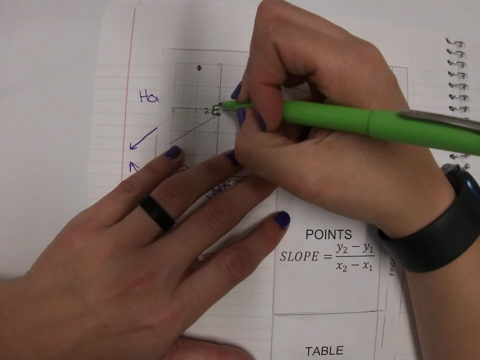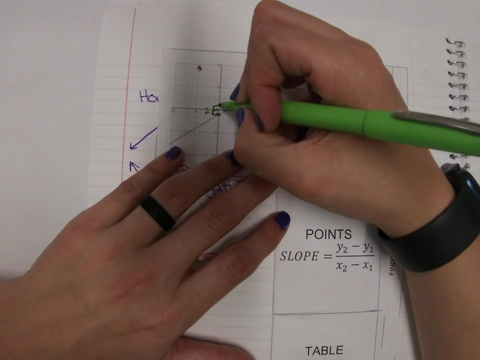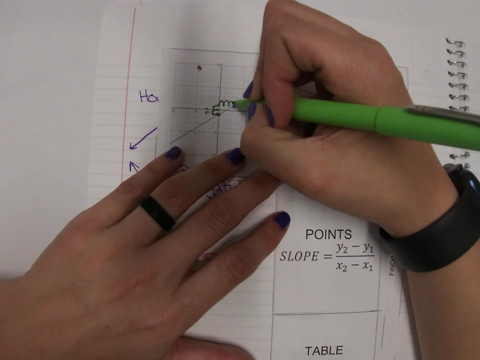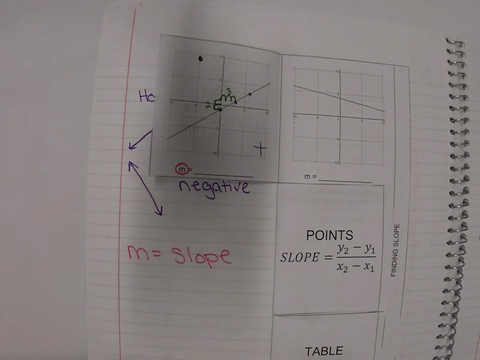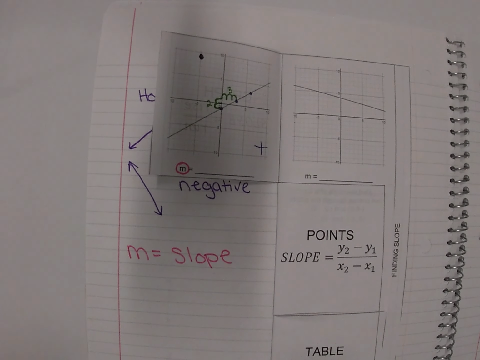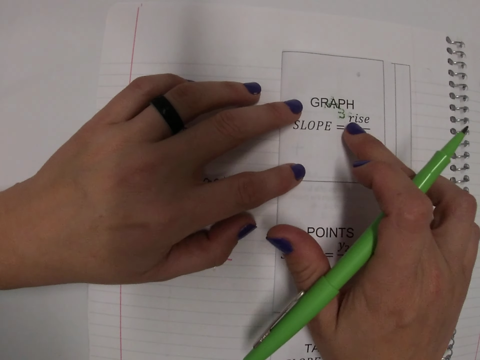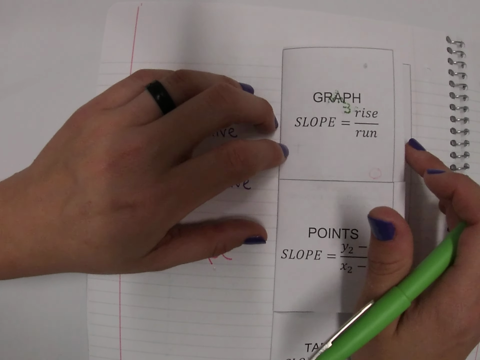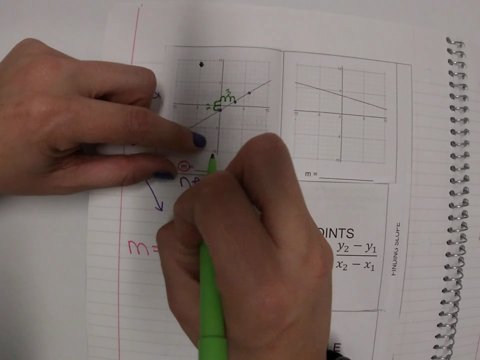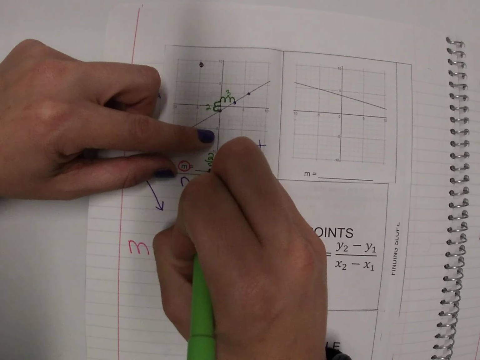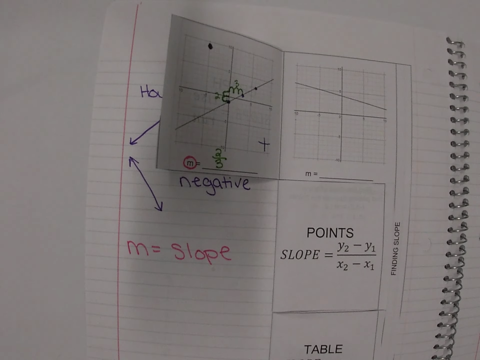Okay, so from here, I'm going to count how many I have to go over. So I'm going over 1, 2, 3. So I'm going up 2 and I'm going right 3. Okay, we are always going to write the rise on top and the run on the bottom. It makes a fraction. So I went up 2 and over 3.